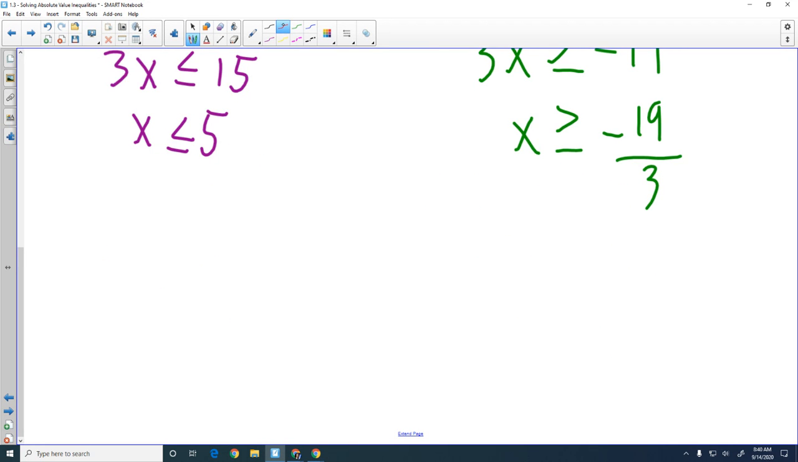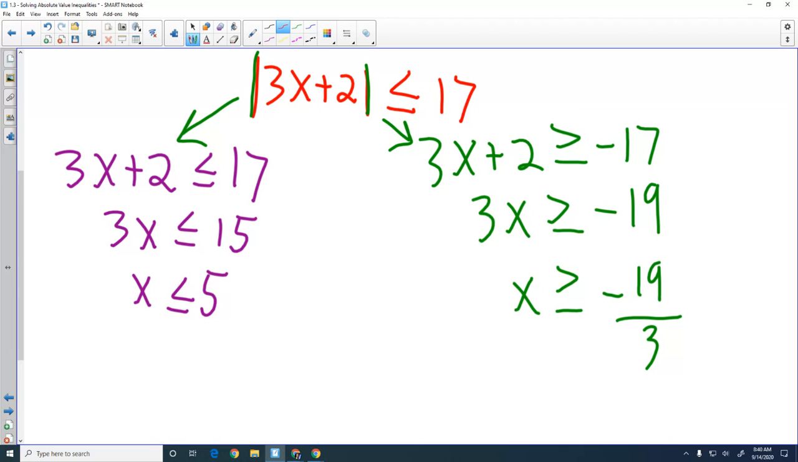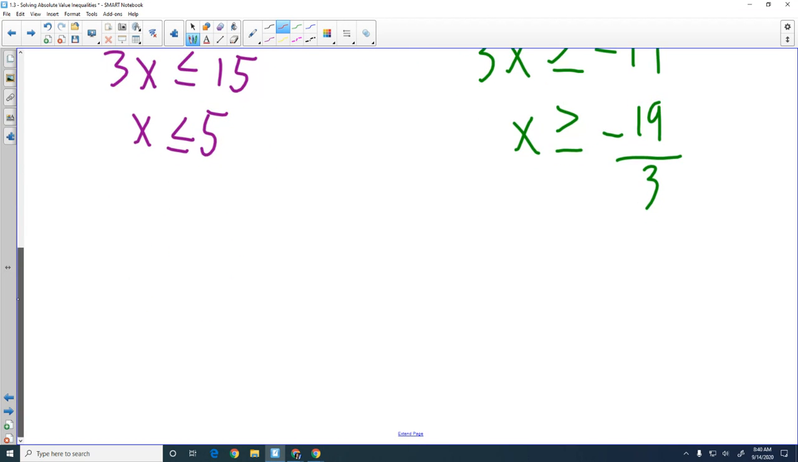And if you noticed, that absolute value inequality was a less than or equal to. So if I think about it, I know this is going to be a bridge. This is one of those "and" situations. So x is this and that. It's going to meet both of those. It's going to be one of those bridges.